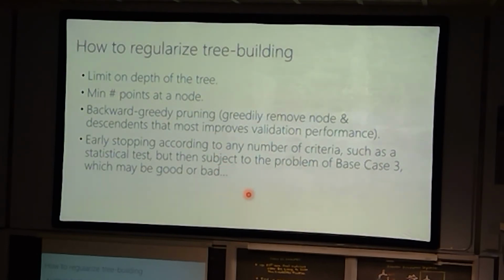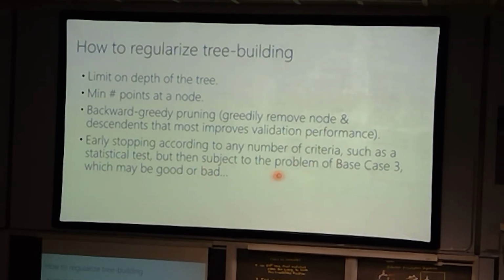And you can also have different early stopping criteria, like the depth of the tree and things like this. Or the information gain, you could use that the information gain is 0, but then you may be subject to this problem of base case 3, which is in the eye of the beholder whether that's good or bad.